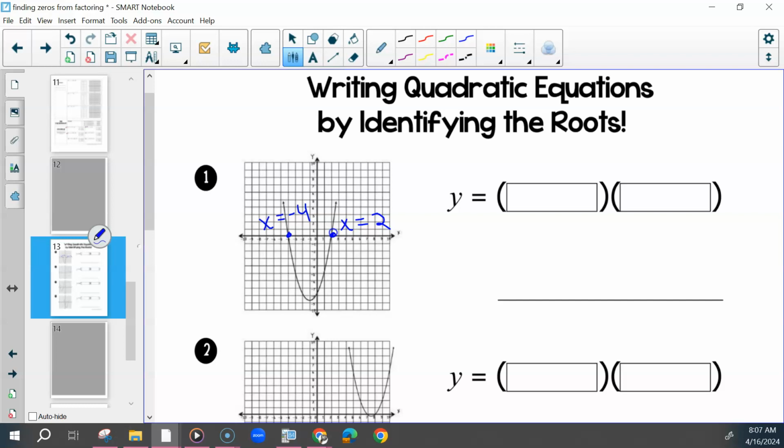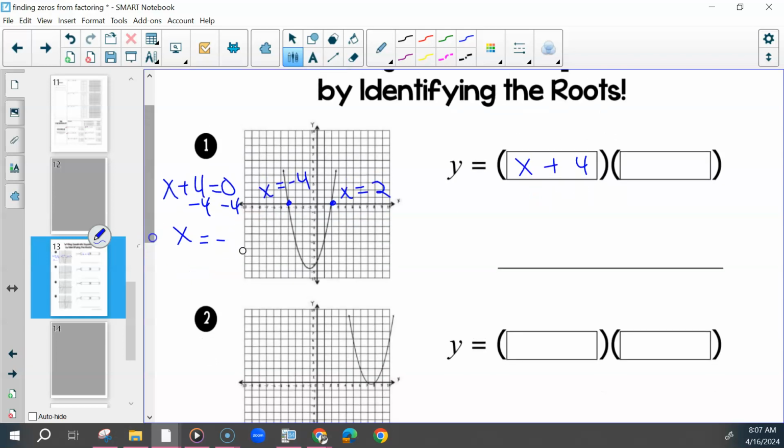So if I had this in factor form, what would this look like? X something with 4. Would it be plus or minus? Plus. Because it's always going to be the opposite. If I were to set this equal to 0 and solve, I would get this solution. So then it'll be x minus 2.